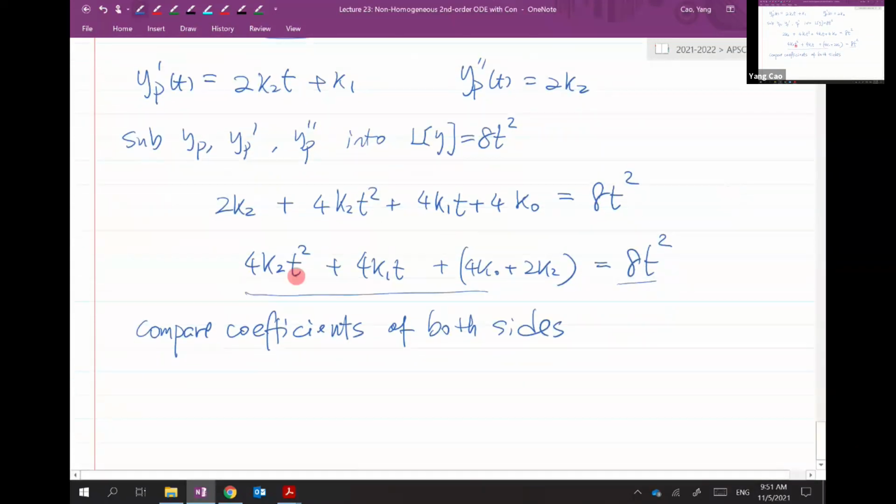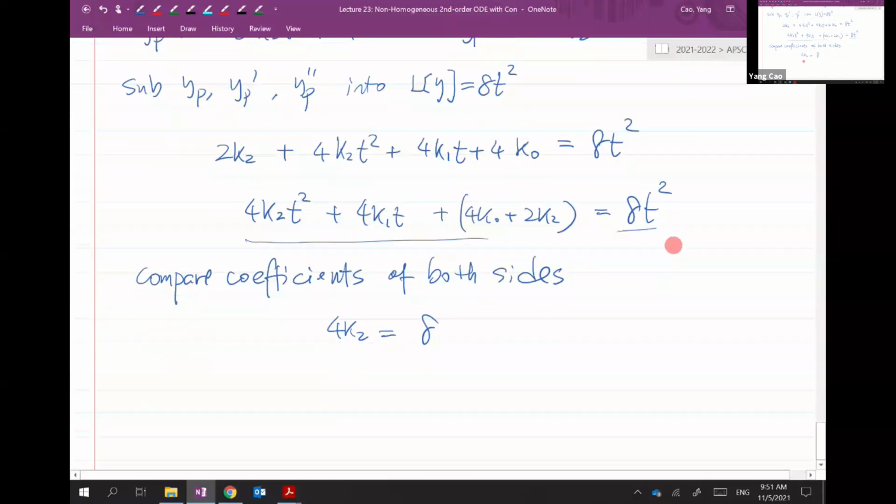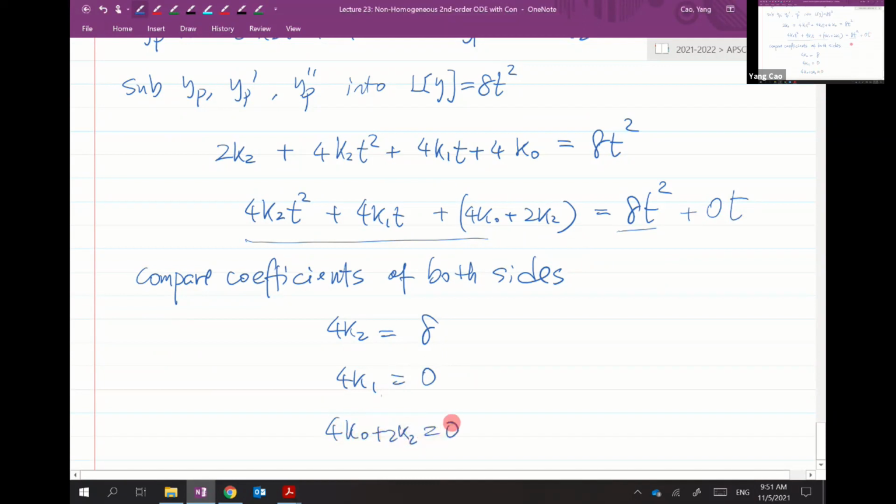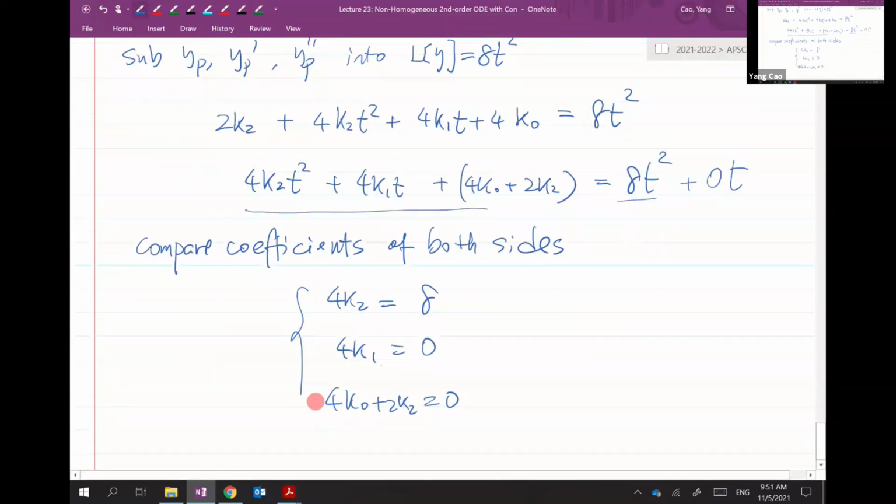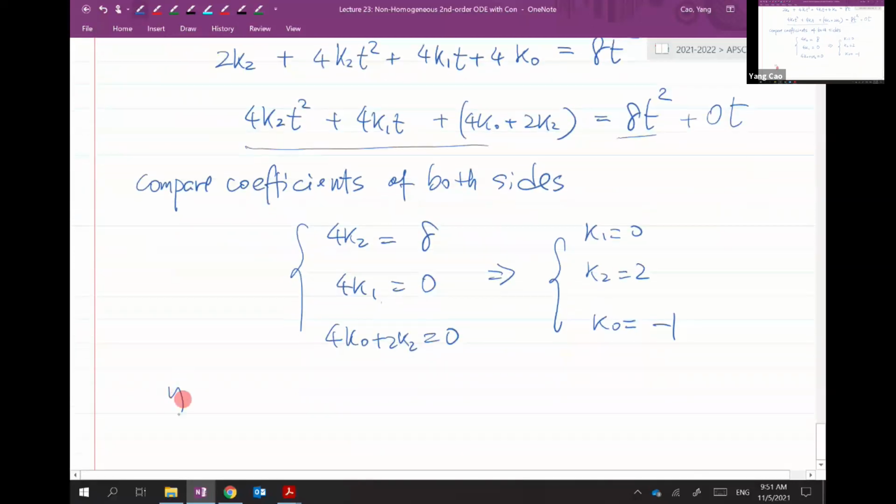Which means the coefficients for t² need to be the same. The coefficients for the t need to be the same. So what will be the coefficient for the t here? 0. And the constant, same thing, should also be 0. So now you got 3 equations, 3 variables. You will be able to solve for all 3 numbers. K1 is 0, K2 is 2, and then K0 equals -1. Okay. So finally, your YP is equal to 2t² - 1.